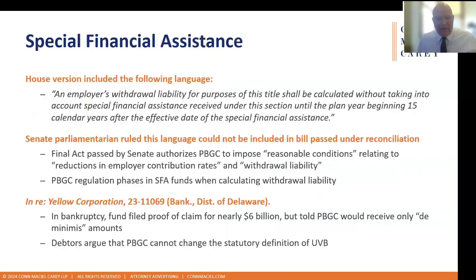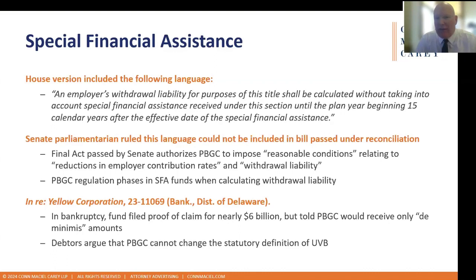So you would think, as the employer, well, then that ought to get rid of all the unfunded vested benefits. That's the entire stated purpose. So that ought to get rid of withdrawal liability. Well, maybe not. The House version of the act included a provision that said an employer's withdrawal liability shall be calculated without taking into account special financial assistance received under this section until 15 calendar years after the effective date. So the House then in 2021 was trying to get it where it wouldn't count for employers who incurred withdrawal liability until 15 years later.